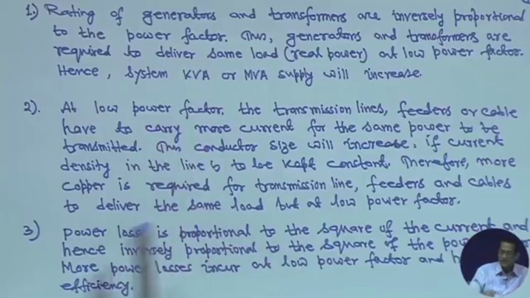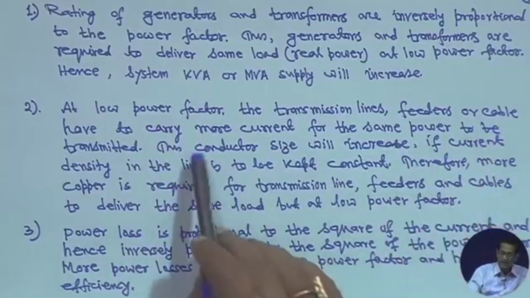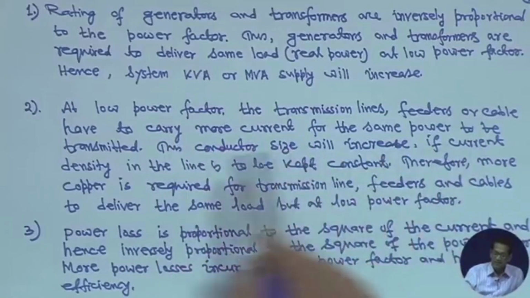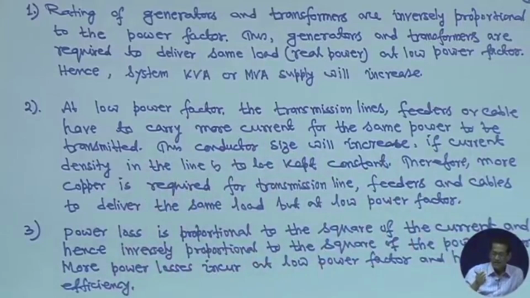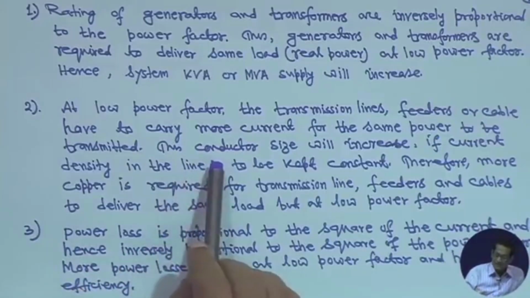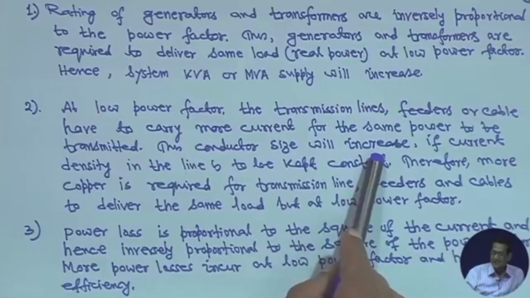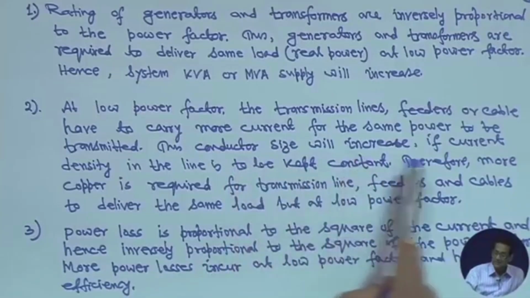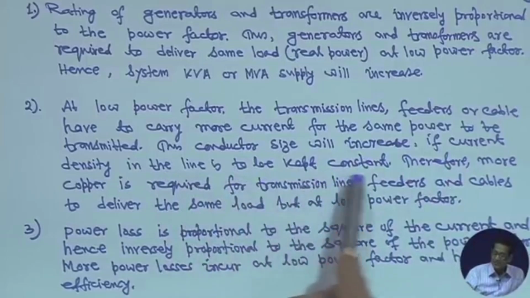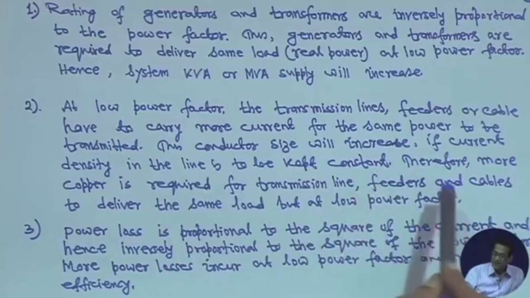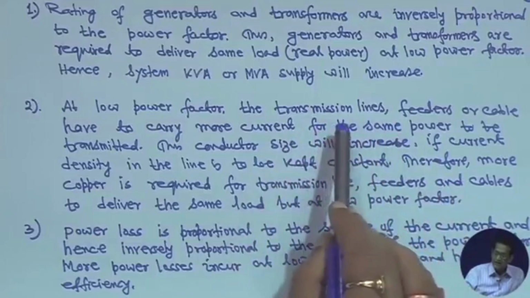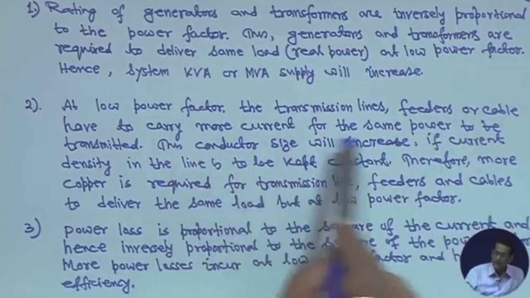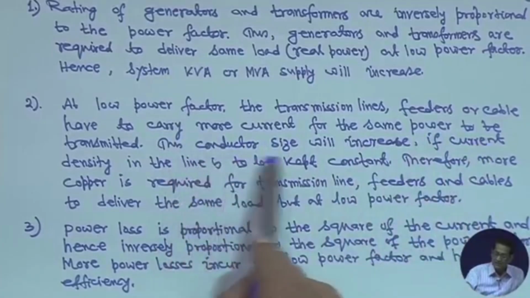At low power factor, the transmission lines, feeders or cables have to carry more current for the same power to be transmitted, because of poor power factor, more reactive power has to flow in the line. Thus conductor size will increase because current will increase. Therefore, the ampacity of the conductor will increase, and conductor size will increase.